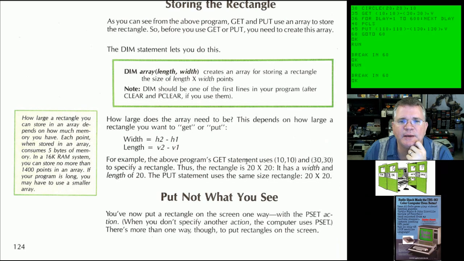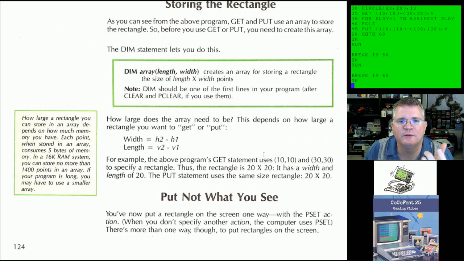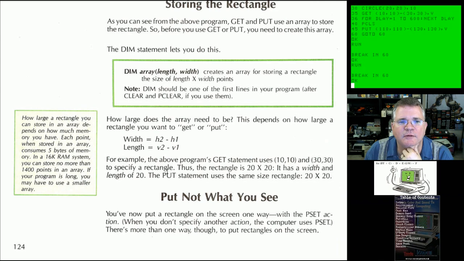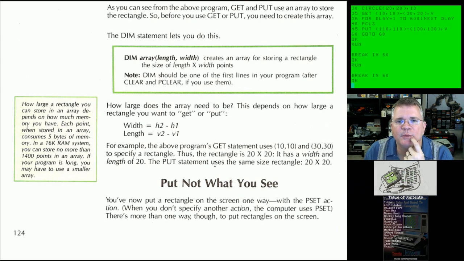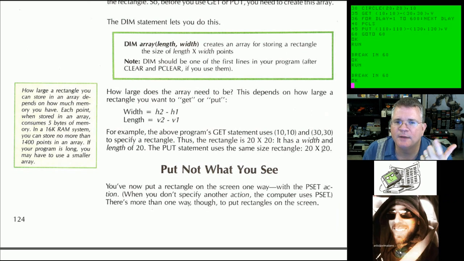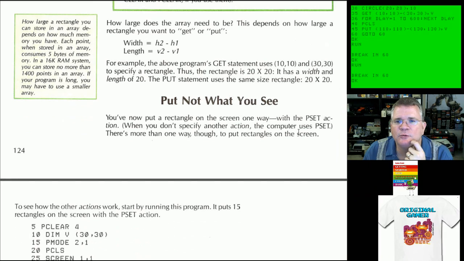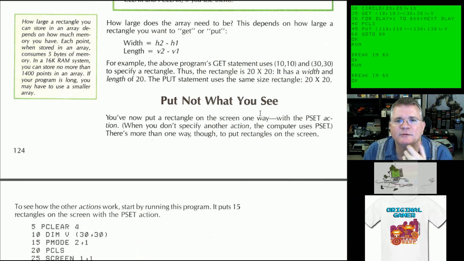In this example, the get statement uses 10 by 10 as the coordinates and 30 by 30 as the ending, so the difference is 20. The rectangle is 20 by 20. It has a width and length of 20. The put statement uses the same rectangle size of 20 by 20, but it's not always going to be that, right? So now we're going to get into some of the different ways to put things on the screen.